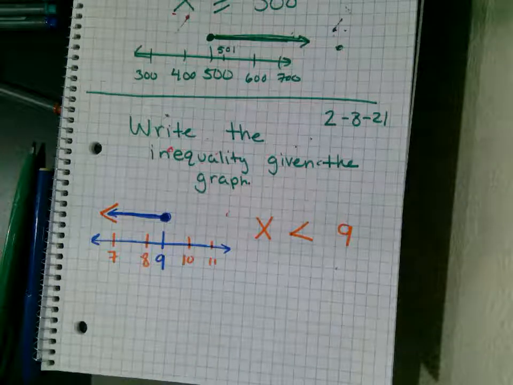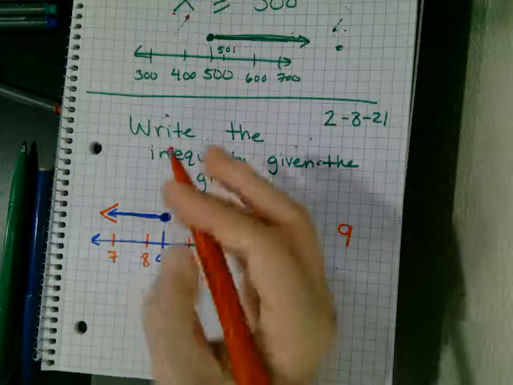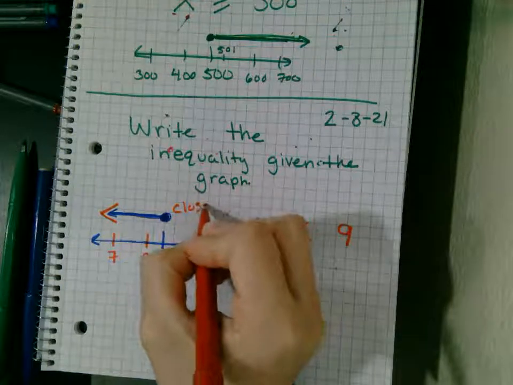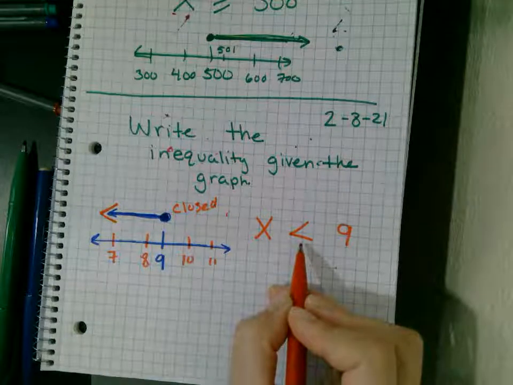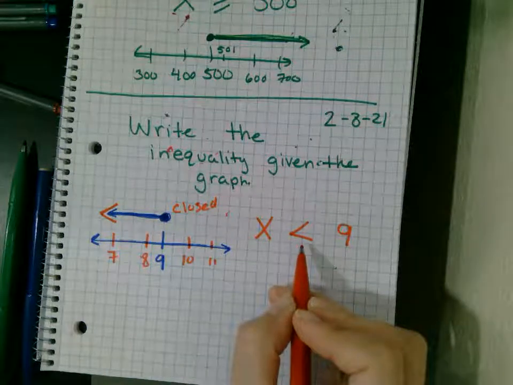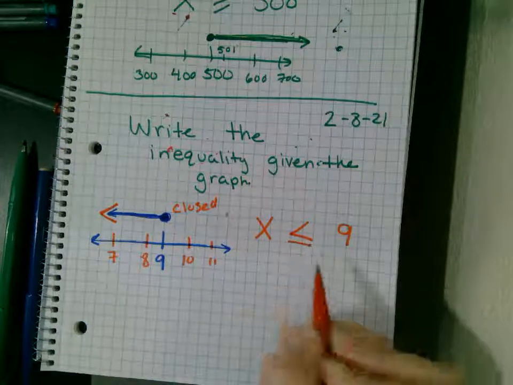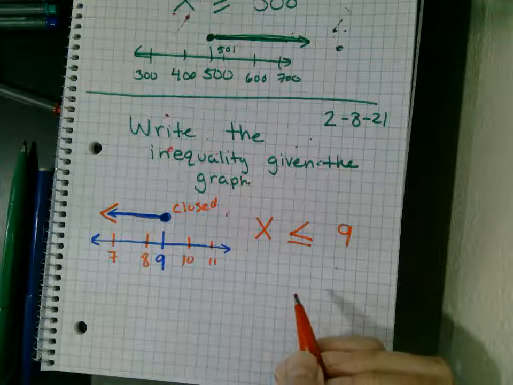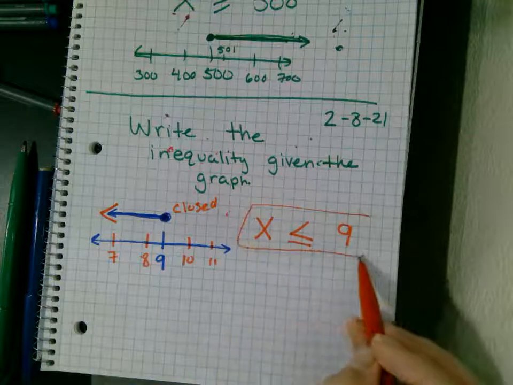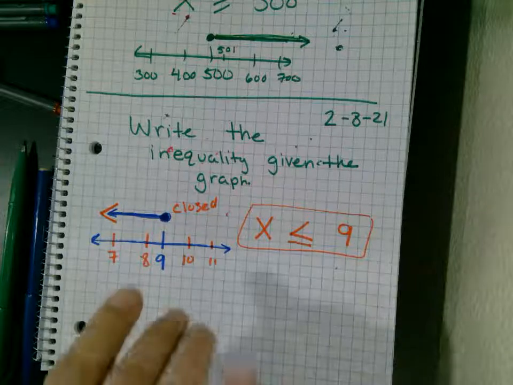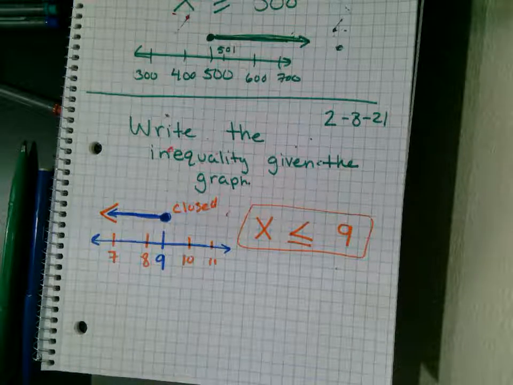Okay? Now, one last step. Because it's shaded in and closed, what do I have to add to this inequality? I have to add a little tiny line, the equal to part. And ladies and gentlemen, this is our answer. That is it. This is the graph, and this is the inequality that goes with it. And that's it.